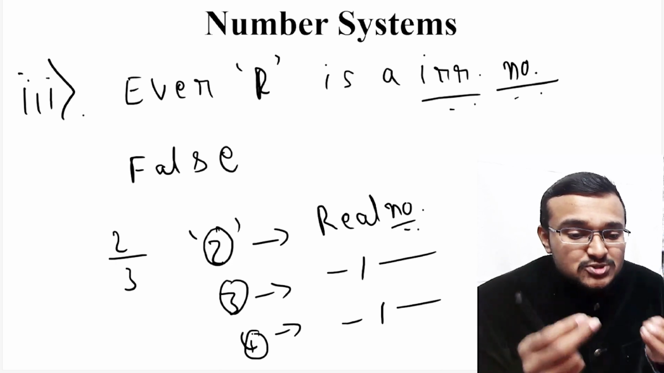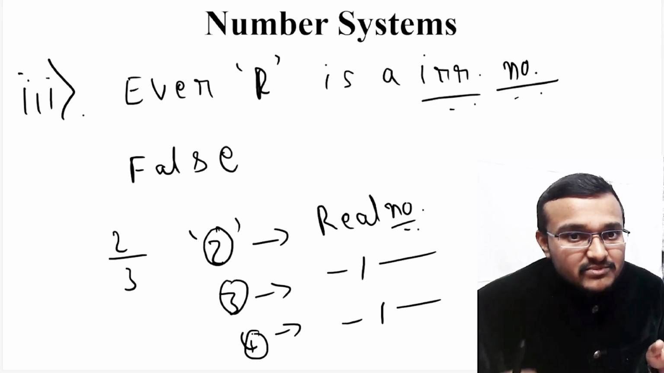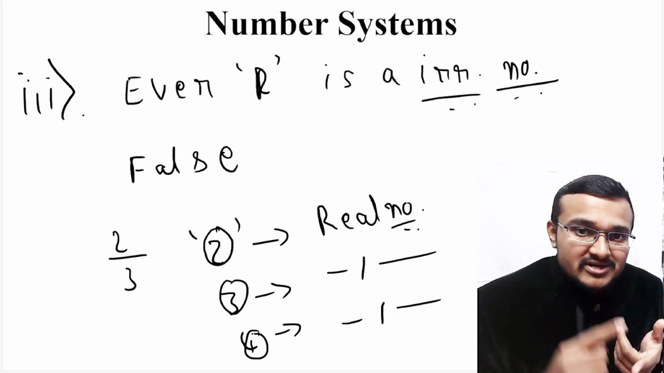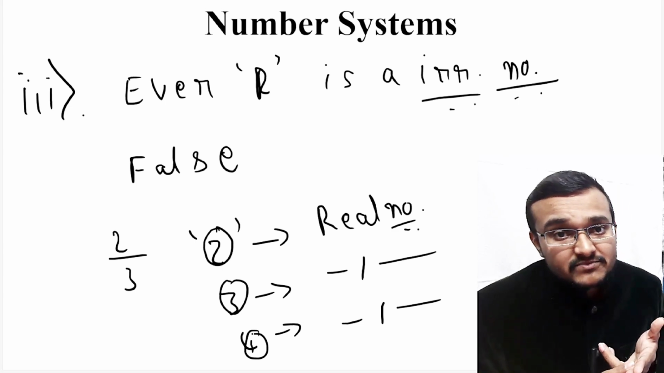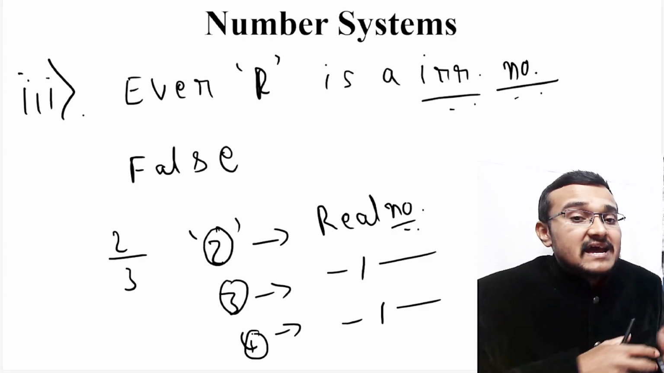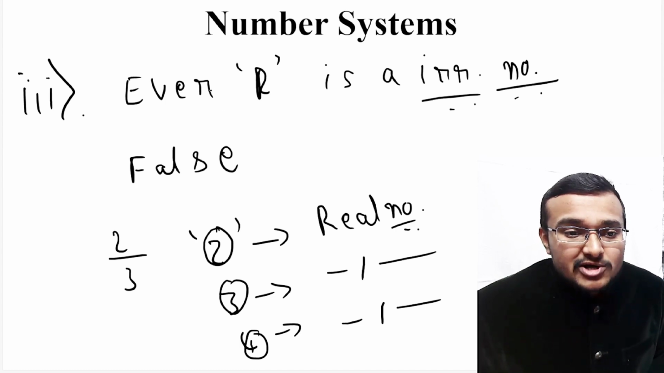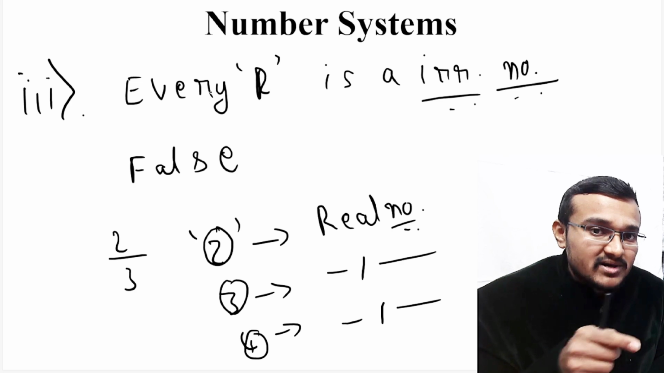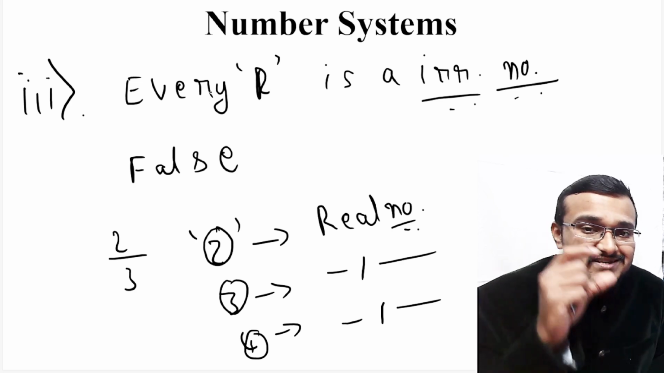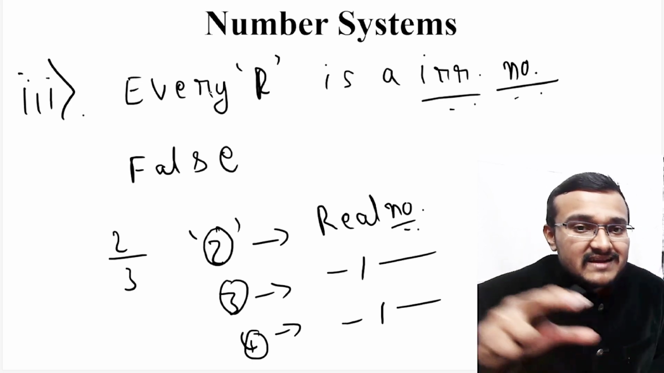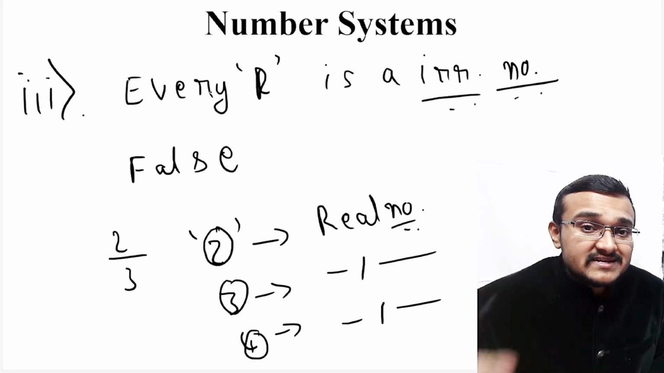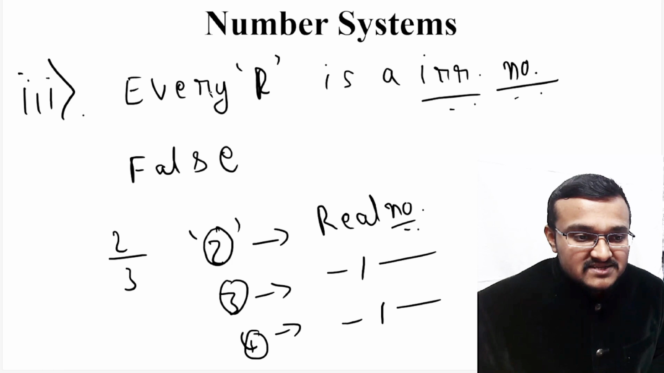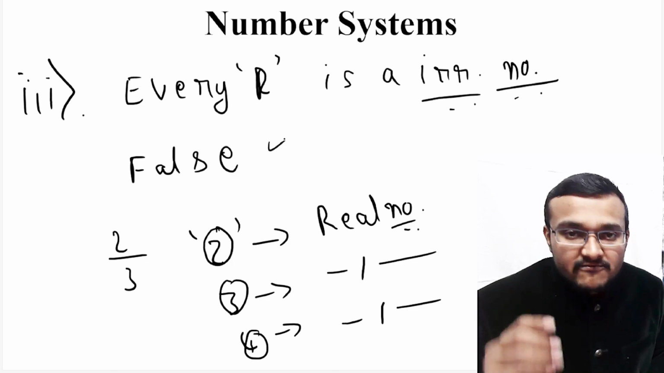So these 2, 3, 4 are not irrational numbers, but they are real numbers, because real numbers contain natural numbers, whole numbers, integers, rational numbers, and irrational numbers. Every irrational number is a real number, but every real number is not an irrational number, because in the real number set, natural numbers, whole numbers and integers are all included. That's why every real number is not an irrational number. So the answer for this third statement is false.